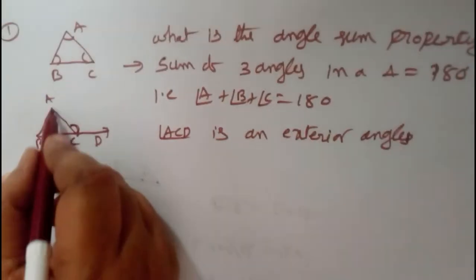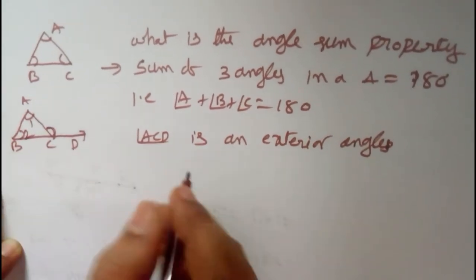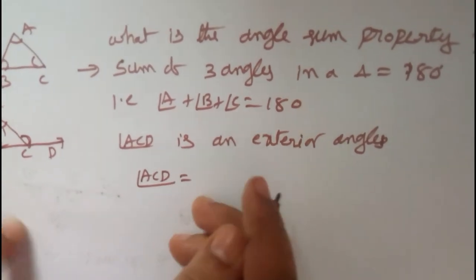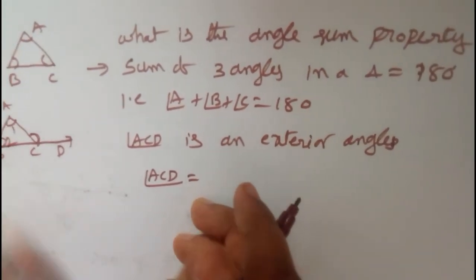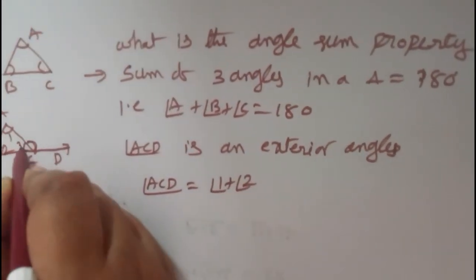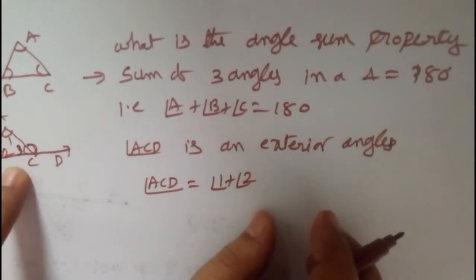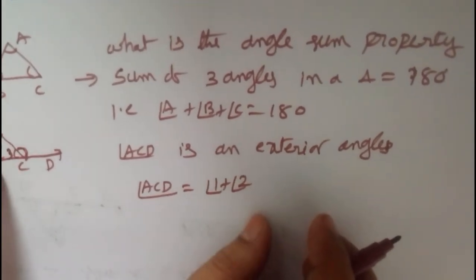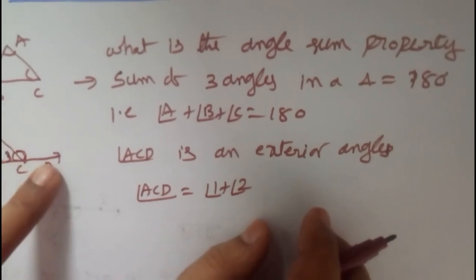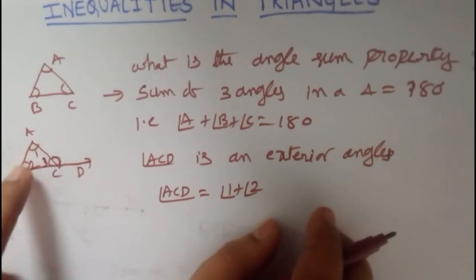Exterior angle of a triangle is equal to sum of its two interior opposite angles. Here what is the exterior angle? ACD. So angle ACD is equal to sum of its two interior opposite angles, angle 1 plus angle 2. Angle 3 is the interior adjacent angle. 1 and 2 are the interior opposite angles. So exterior angle ACD is equal to angle 1 plus angle 2.